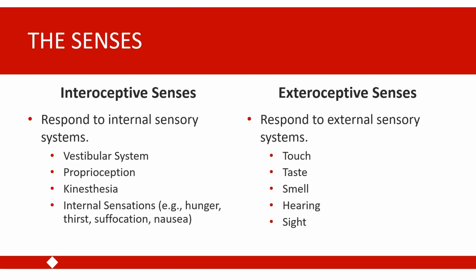In contrast, our exteroceptive senses are providing us with information about things outside of the body. So our exteroceptive senses are responding to external sensory systems. These include the 5 senses that you are probably familiar with, things like our sense of touch, our sense of taste, our sense of smell, our sense of hearing, and our sense of sight.